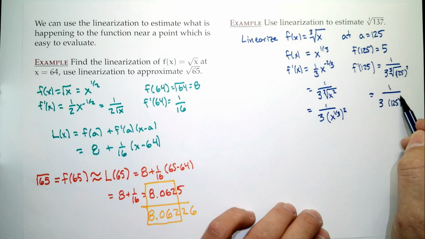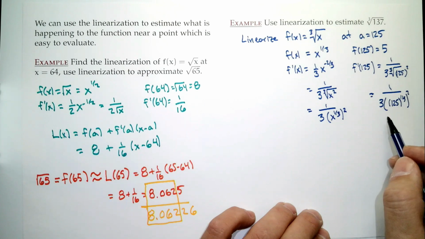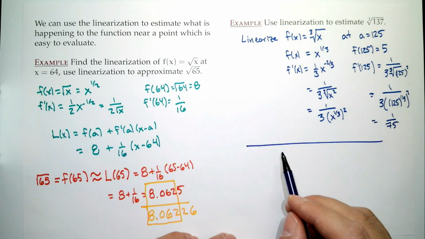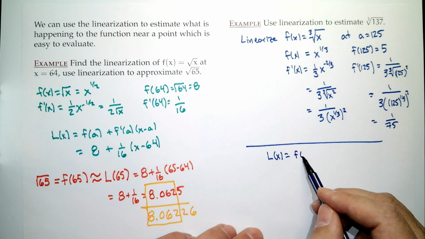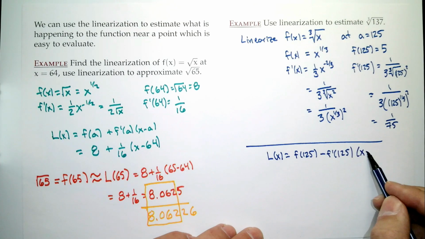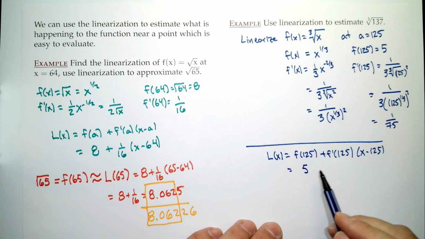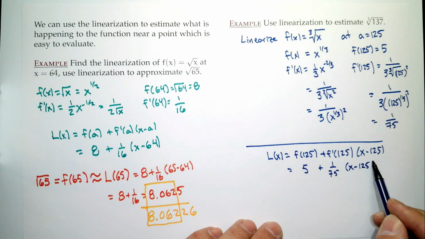So 125, cubed root it, and then square it. Cubed root of 125, 5. Squared is 25 times 3, 75. That's something we can do. So our linearization will be the function at 125 plus f prime at 125 times x minus 125. Oops, sorry, this is plus f prime. All right. So we plug in what we know. We have 5 plus 1/75 times x minus 125.